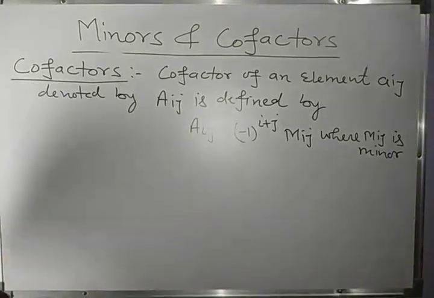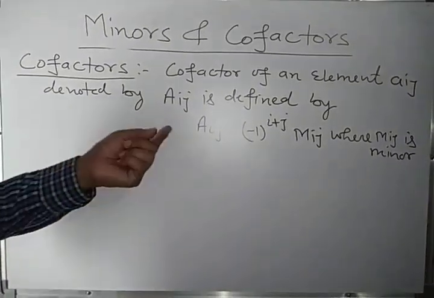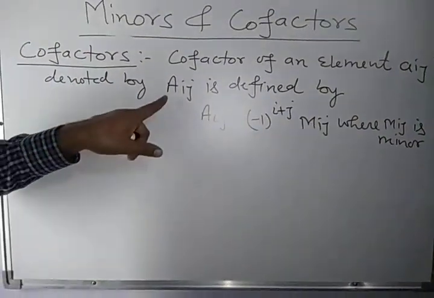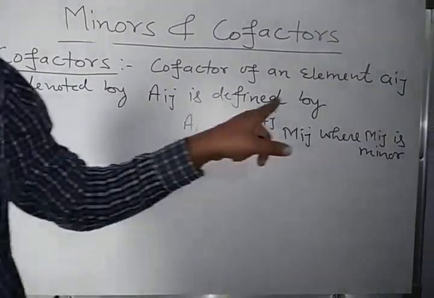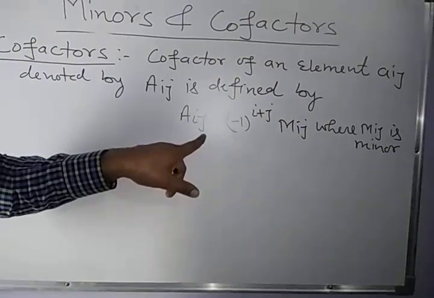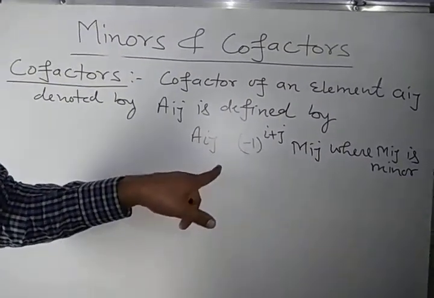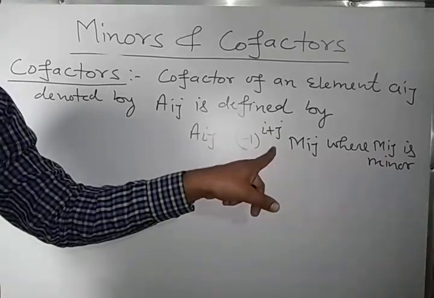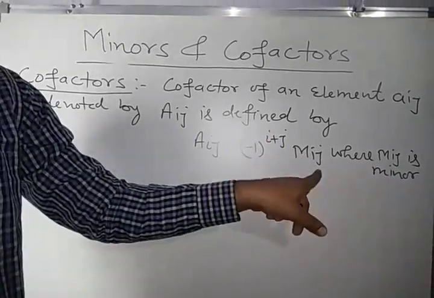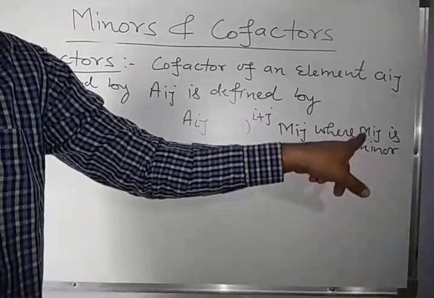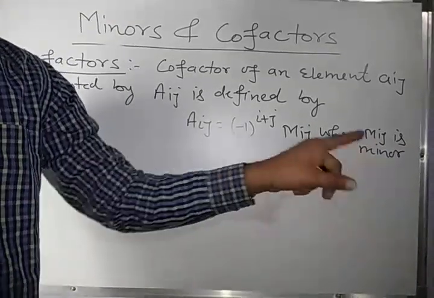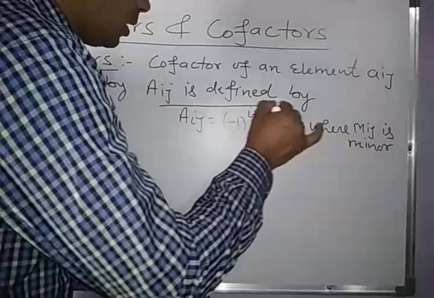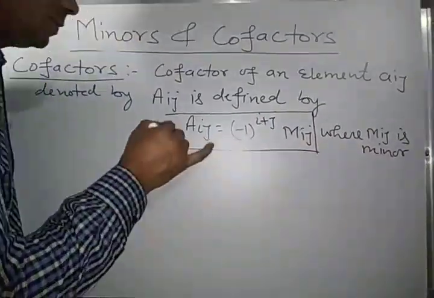Further, cofactors. The cofactor of an element Aij of a determinant is denoted by capital Aij and is defined as the cofactor of that element equal to minus 1 to the power i plus j multiplied with Mij, where Mij is the minor of that particular element. So the cofactor is directly related to minors.